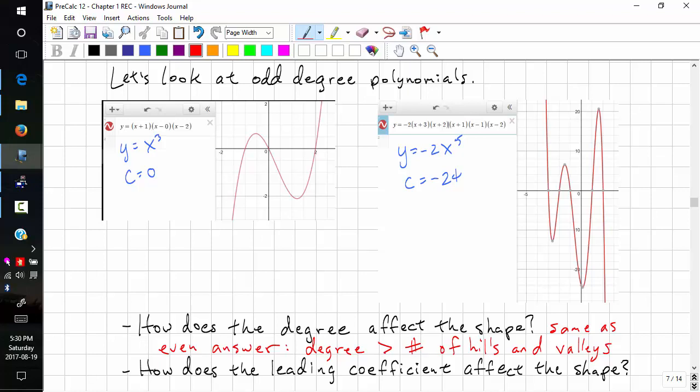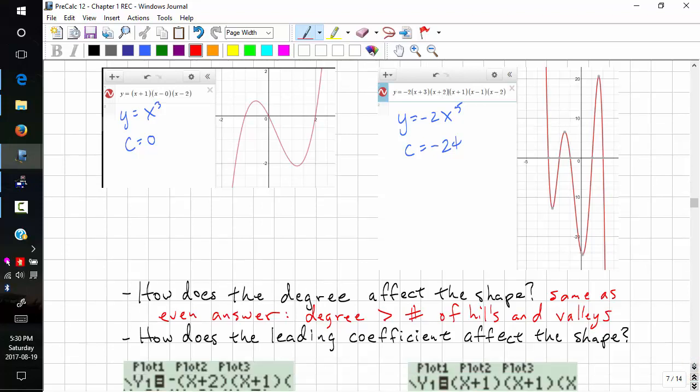How does the leading coefficient affect the shape? Okay, very generally, it's like a line. It starts in quadrant 3, ends in quadrant 1. Here, again, it's very generally like a line. Starts in quadrant 2, ends in quadrant 4.